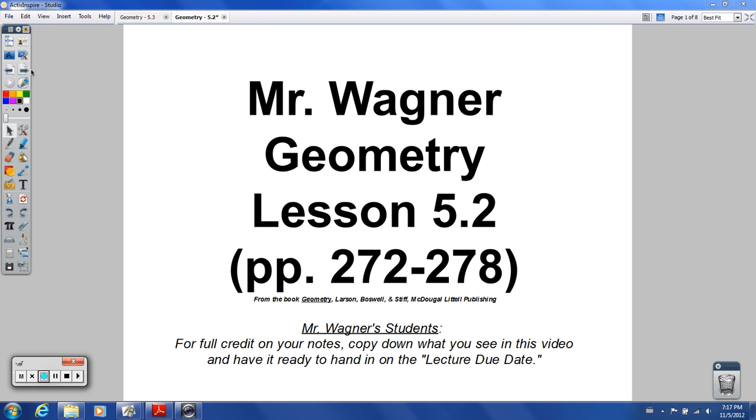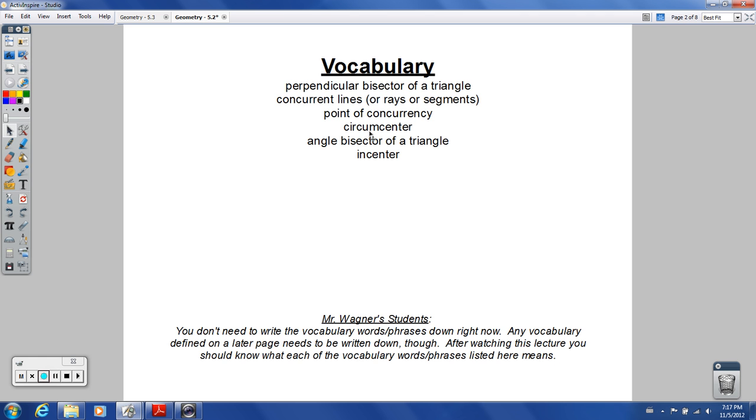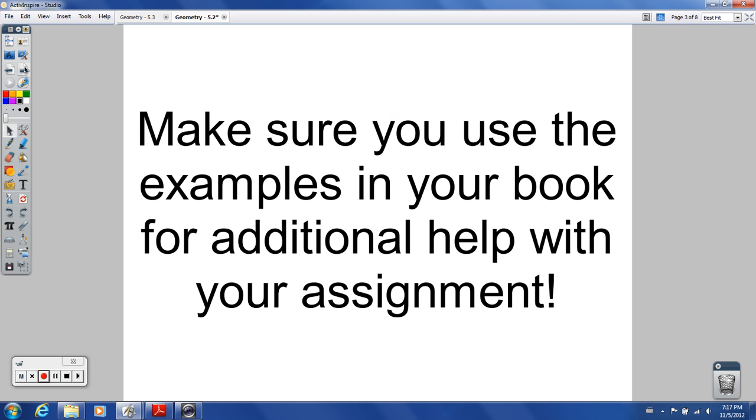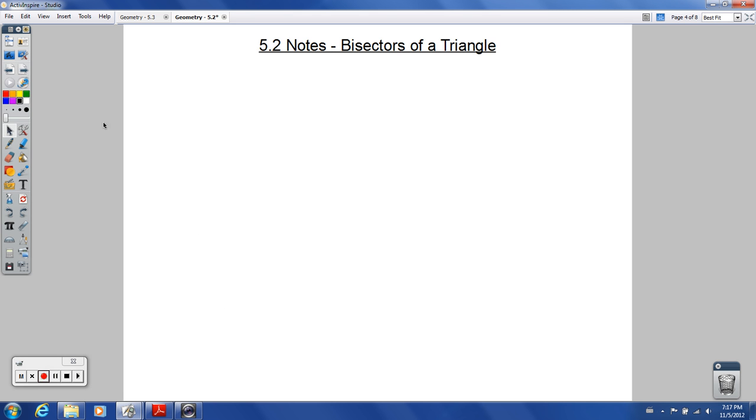The lesson can be found on these pages here. And here's your new vocabulary. And a quick reminder again to use those extra examples in your book for additional help with your assignment, with your classwork or homework. So let's get started here.